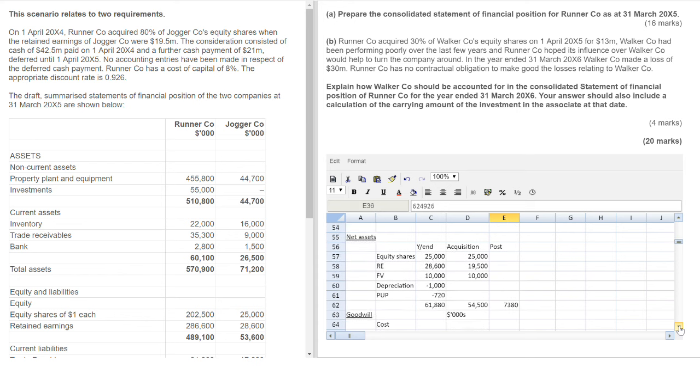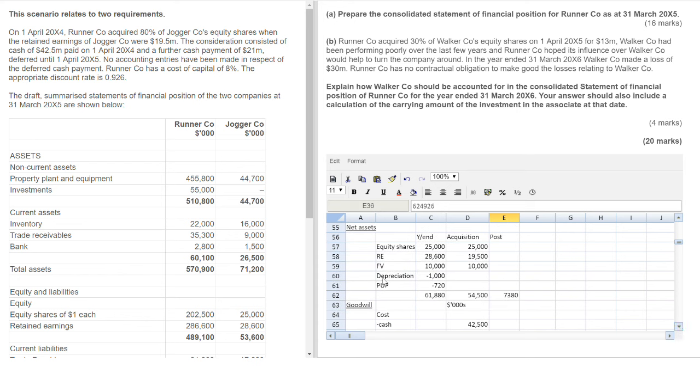Okay. Net assets, I think the tricky bit within there is the PUP adjustment, because it was the subsidiary Jogger that sold to the parent Runner. So that 720 that you calculated goes within the year-end column of the net assets working. It doesn't go in the group retained earnings, which is where it would do if the parent Runner had sold to the subsidiary Jogger. Okay.